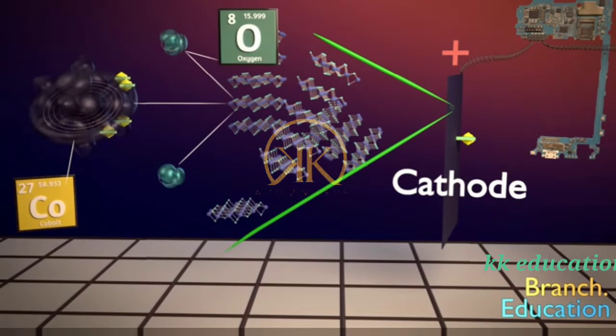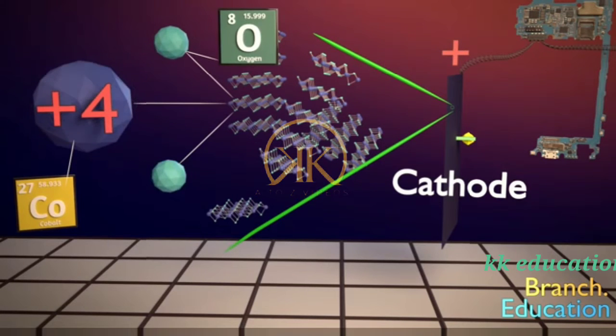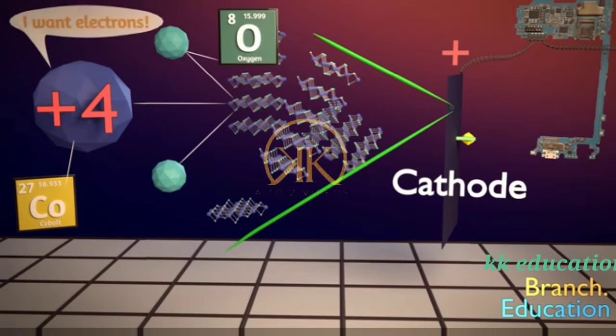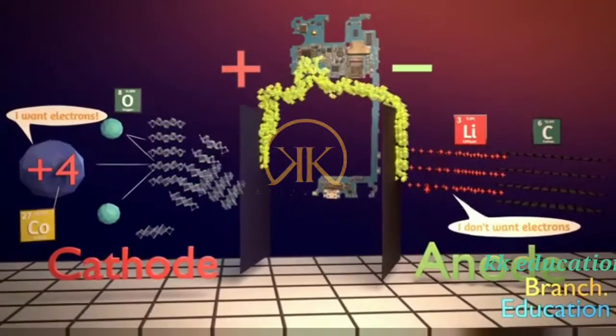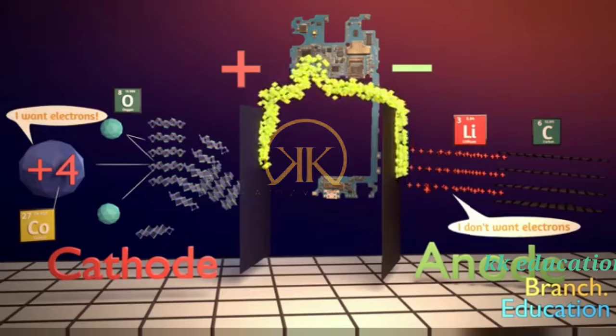Here we have cobalt, which has lost some electrons to oxygen, thus making the cobalt positive, or +4 charged. As a result, it wants to gain back an electron. So when we connect the negative and positive terminals to our smartphone, the electrons flow from the lithium, which wants to give up an electron, through the circuits and components in the smartphone, and to the cobalt, which wants to gain an electron. Now here we run into a small issue.